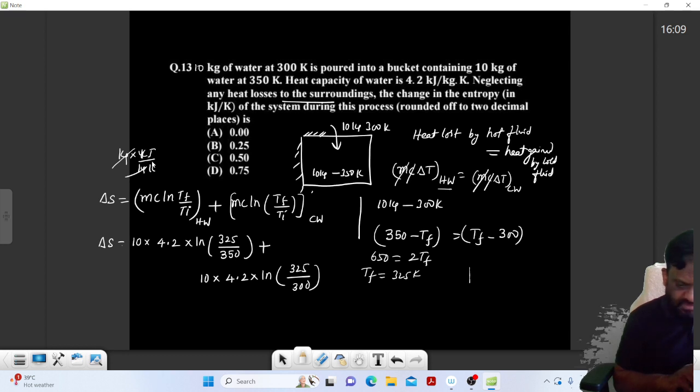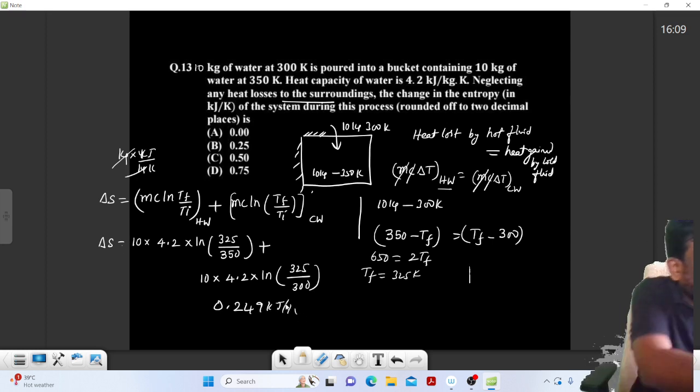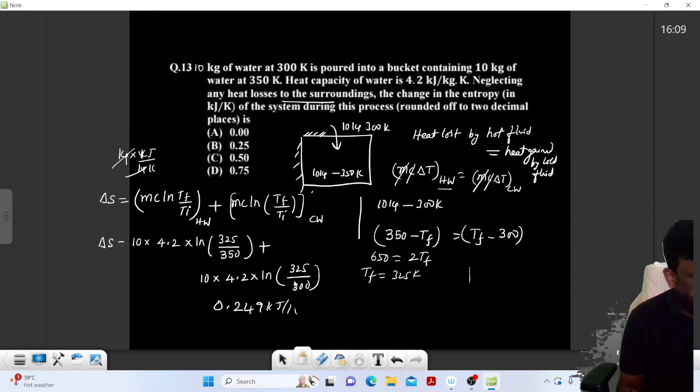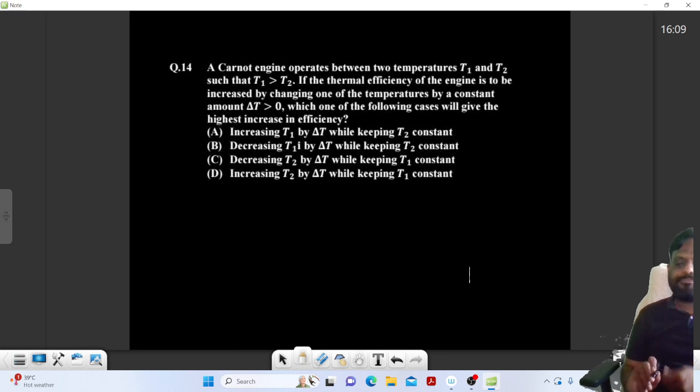into 42.2393. That is wrong. So I think you are getting the answer as 0.249 kilojoule per Kelvin. Let me check, sir. Yes, it is correct. 10 into 4.2, 325 by 300. Yes, 0.249. This is correct. Excellent. We'll move to the next one.